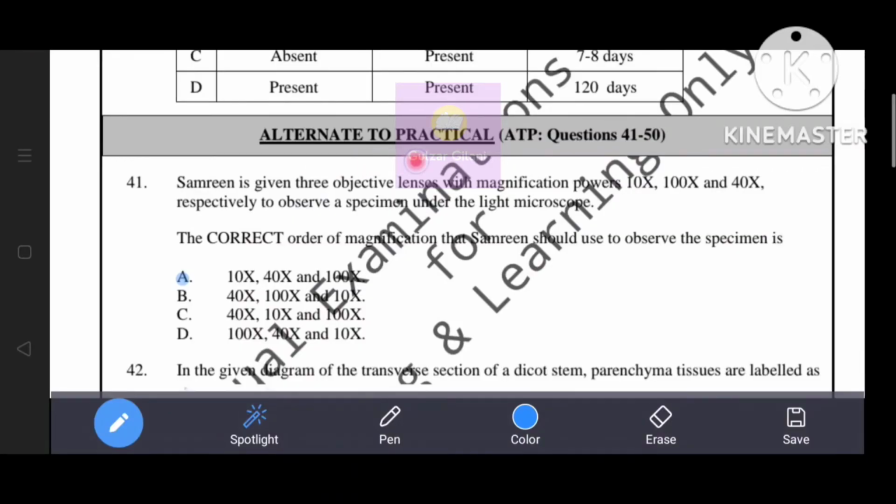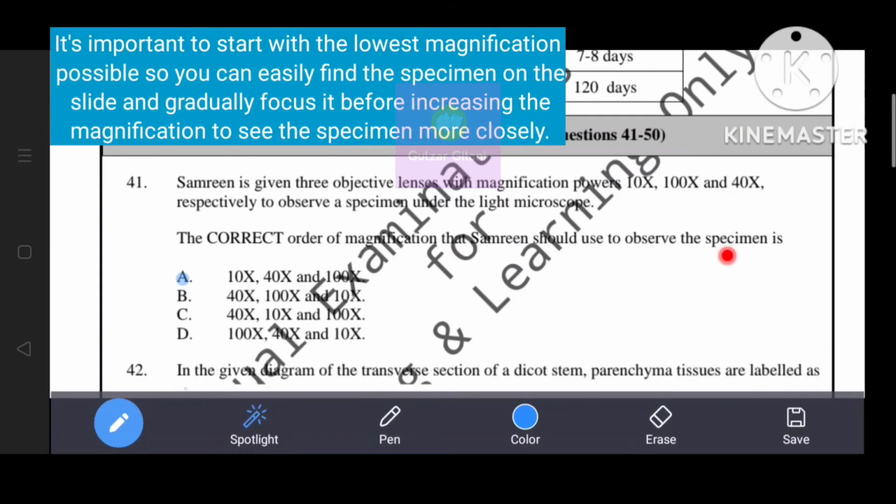Alternate to practical ATP. Submarine is given three objective lenses with magnification powers 10x, 100x, and 40x, respectively, to observe a specimen under the light microscope. The correct order of magnification that submarine should use to observe the specimen is, as you know, it's important to start with the lowest magnification possible so you can easily find the specimen on the slide, and gradually focus it before increasing the magnification to see the specimen more closely.